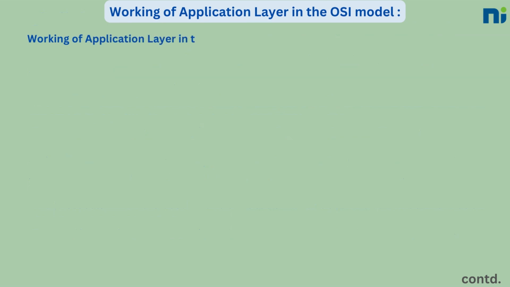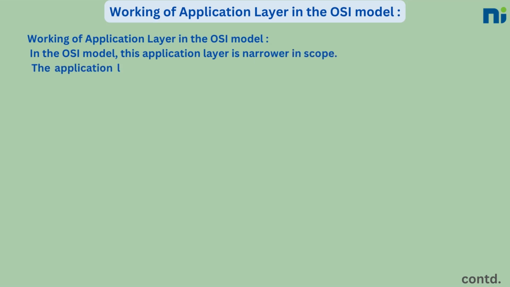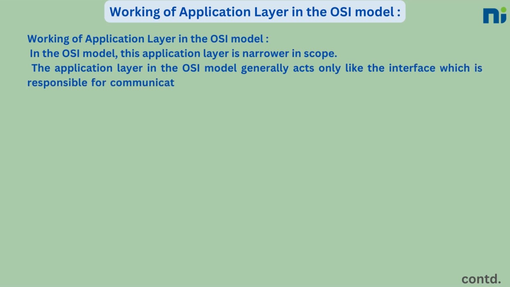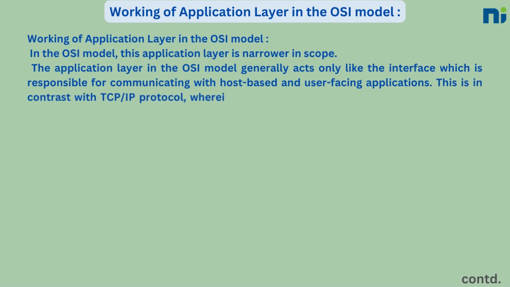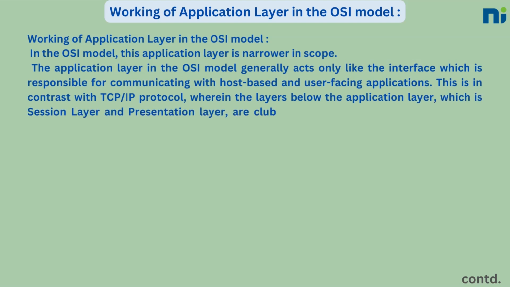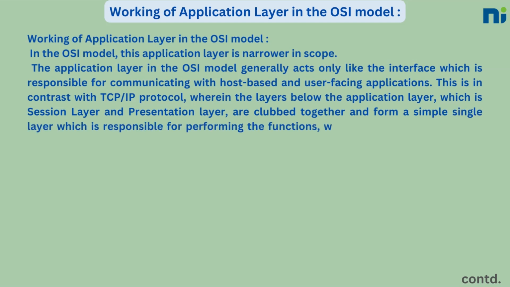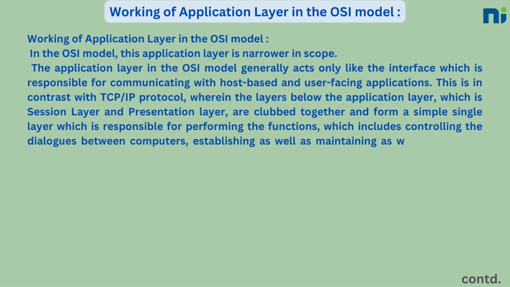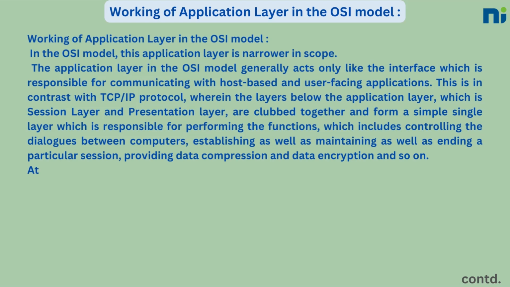Working of application layer in the OSI model. In the OSI model, this application layer is narrower in scope. The application layer in the OSI model generally acts only like the interface which is responsible for communicating with host-based and user-facing applications. This is in contrast with the TCP/IP protocol, wherein the layers below the application layer, which are the session layer and presentation layer, are clubbed together and form a single layer which is responsible for performing functions which include controlling the dialogues between computers, establishing, maintaining and ending a particular session, providing data compression and data encryption, and so on.